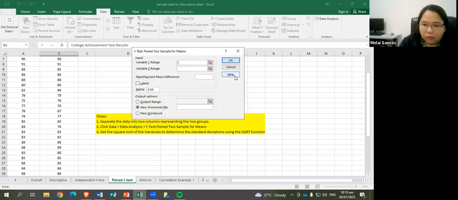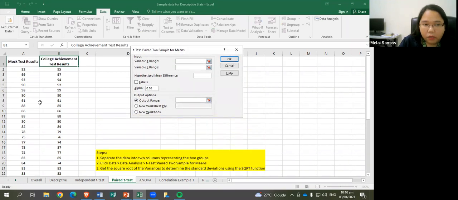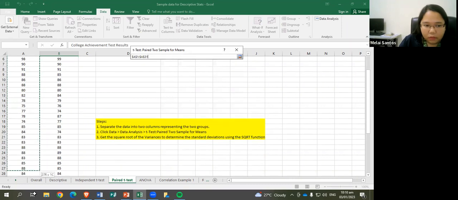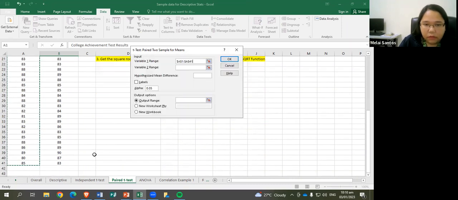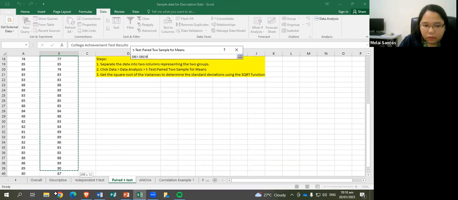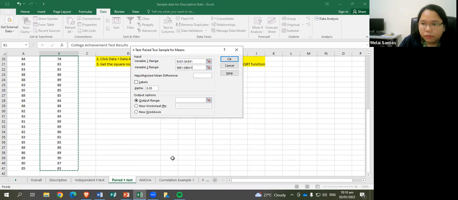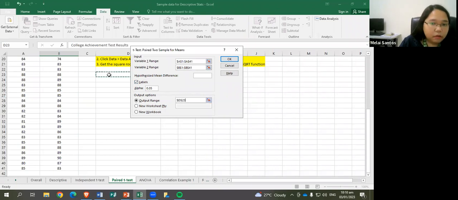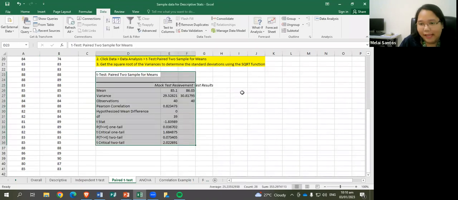So click OK. Variable range 1, and then variable range 2. Click in the labels because we encoded them. Where do I want to put it? Maybe here. And then click OK. Ta-da! It's there. So these are now the answers.